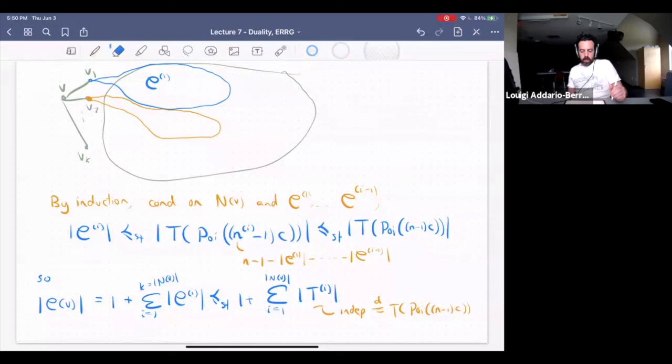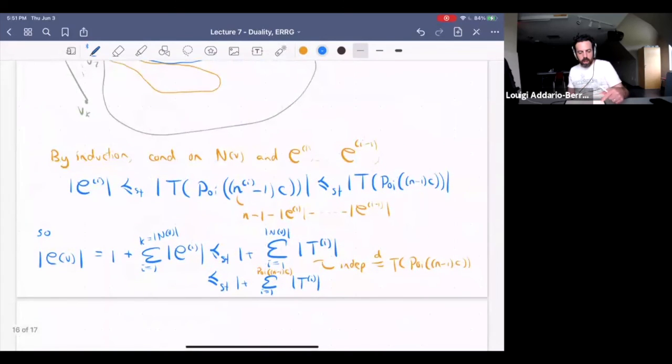But what's this? Last step, sorry. We also said that N_v was stochastically dominated by a Poisson (n minus 1)c random variable. So this whole thing is stochastically at most 1 plus the sum from i equals 1 to a Poisson (n minus 1)c number of the size of T_i.